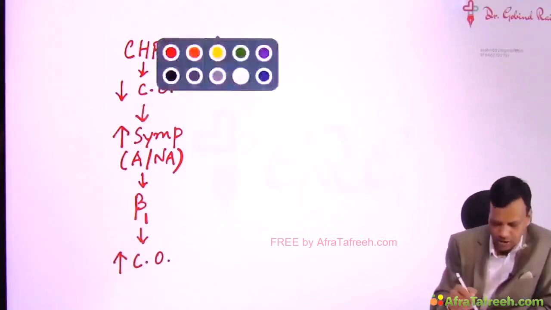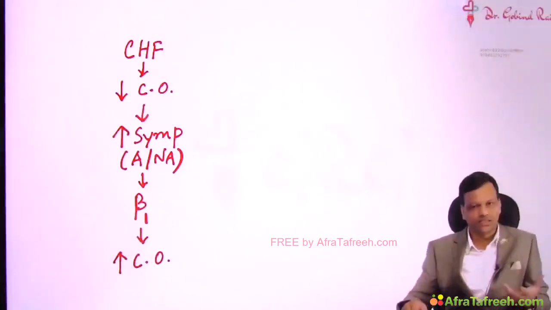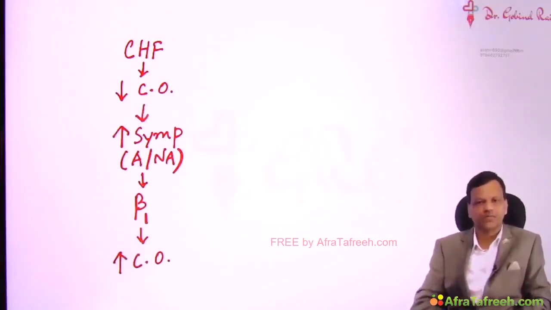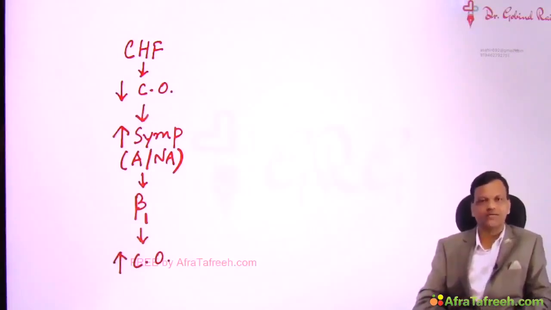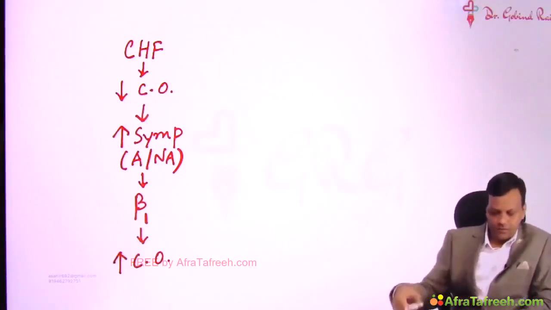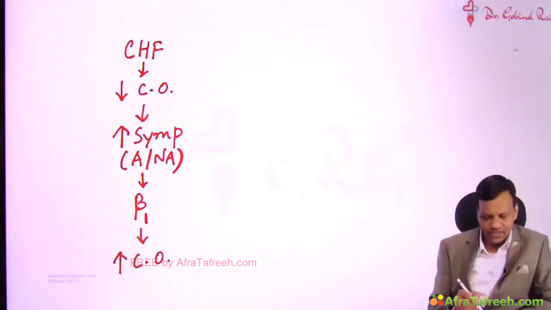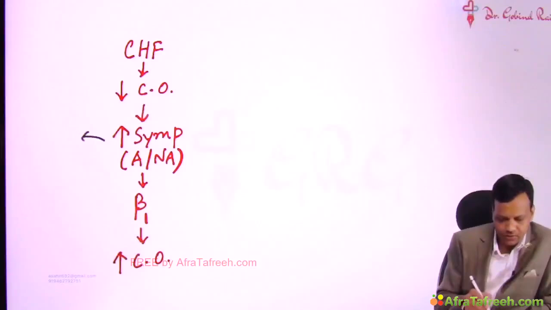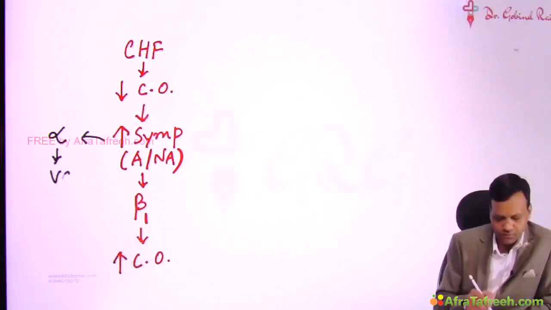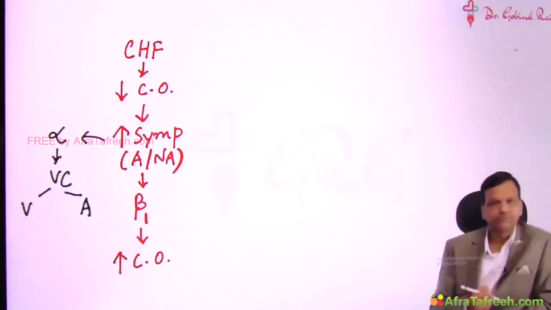Now the question is, when the body can automatically increase cardiac output, then why give drugs? We have discussed so many drugs with so many side effects. The reason is, when the sympathetic system is activated, will it stimulate only beta receptors? Obviously no. It will stimulate alpha receptors also. And we know stimulation of alpha receptors will cause vasoconstriction, constriction of veins as well as constriction of arteries.